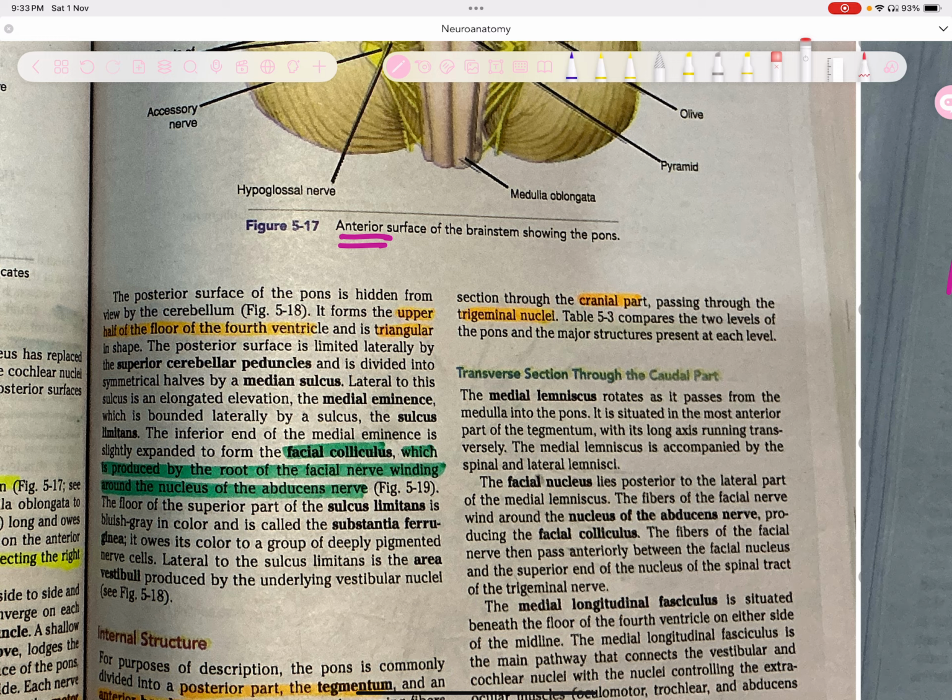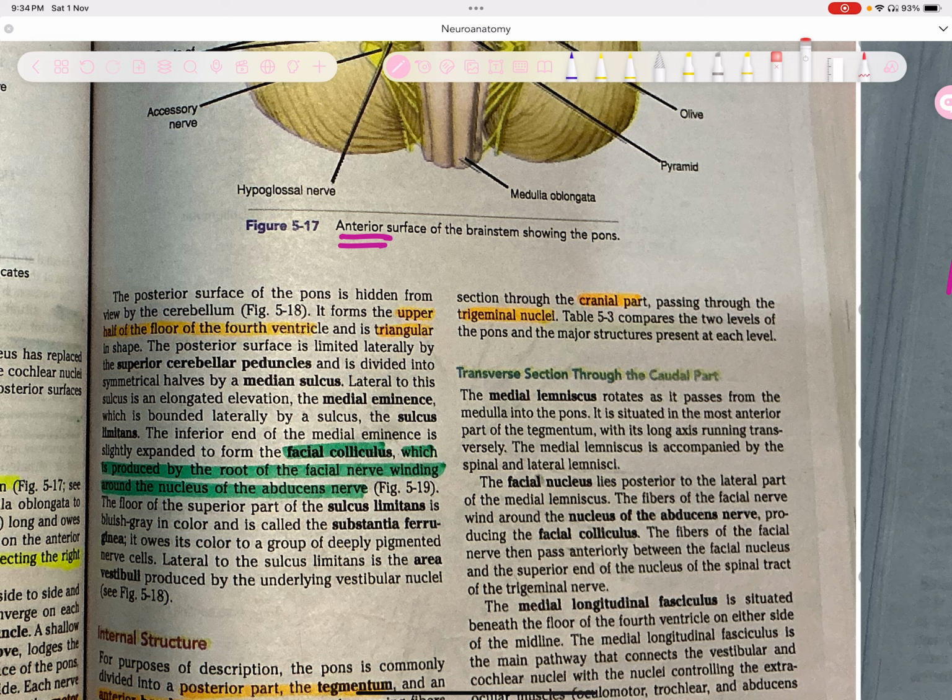The inferior end of the medial eminence is slightly expanded to form the facial colliculus, which is produced by the root of the facial nerve winding around the nucleus of the abducens nerve. So this is the abducens nerve nucleus, and this is the nerve. And then you have your facial nerve nucleus, and its fiber winds around in this fashion, right? So it's basically produced by the winding around of the facial nerve around the nucleus of the abducens nerve.